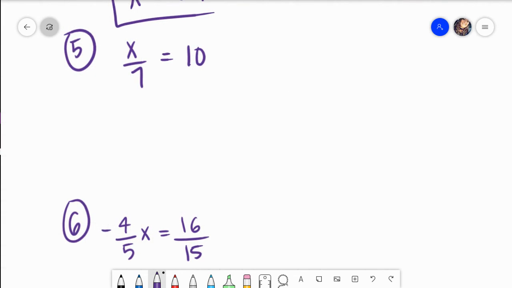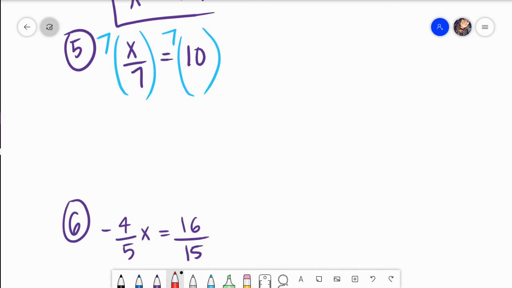So this one definitely looks a little different. Here, my x isn't being multiplied by something, it's being divided by something. Well, the opposite or the inverse of division is multiplication. And what I do to one side, I have to do to the other. So what I do here is I multiply by what is going to cancel my denominator. And I notice that my denominator is a 7. So I'm going to multiply both sides by 7.